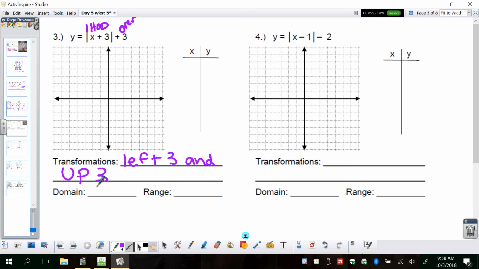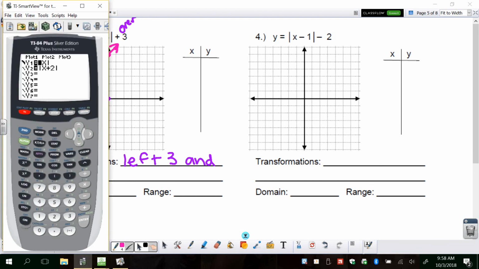So my original vertex was at 0, 0, and which way do I need to go? Left 3, 1, 2, 3, and then what? Up 3. 1, 2, 3. Where's my new vertex at? Negative 3, 3. And then it's still open upwards. Nothing told me to flip it. So there's my new graph.